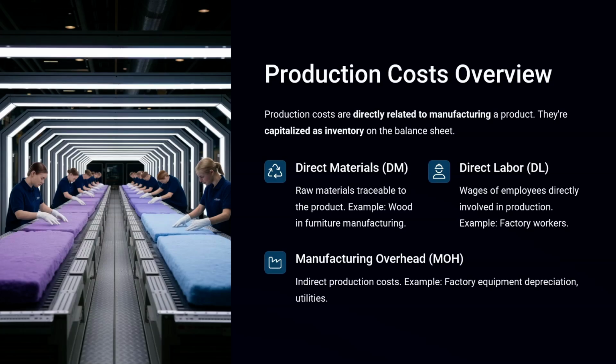Now, here's an important point. The production costs are not counted as expenses right away. Instead, they are capitalized. That means they are stored in inventory on your company balance sheet. You only treat them as expenses later, when the product is sold. At that point, they become the cost of goods sold.